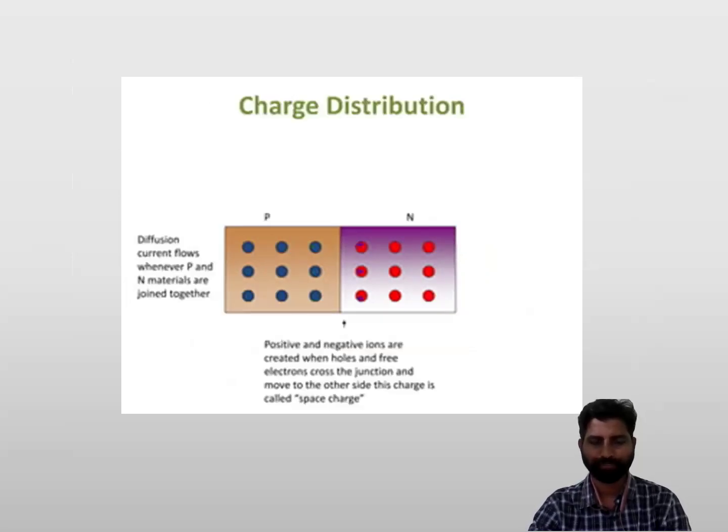Charge distributions. Diffusion current flows whenever P and N materials are joined together, and positive and negative ions are created when holes and free electrons cross the junction and move to the other side. This charge is called a space charge.